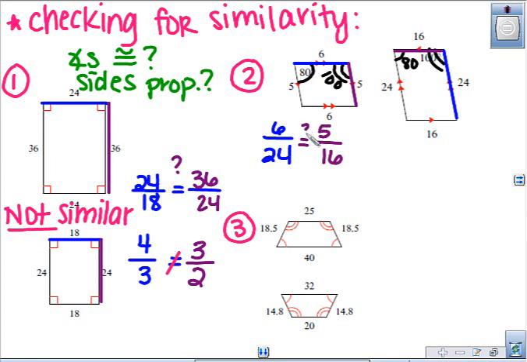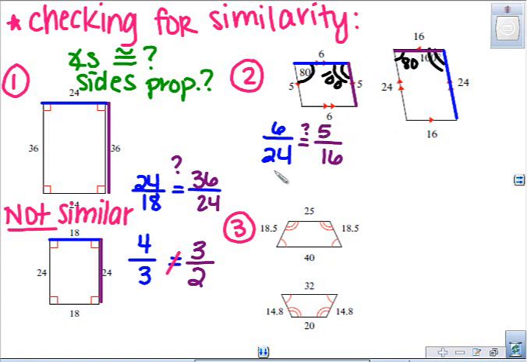And I'm asking myself, are those equal? Now notice I put 5 over 16, not 16 over 5. You have to make sure you match in the order that you're writing your ratio. Okay, so I went 6 to 24. That was the left figure to the right figure. So I have to keep that order, left figure to right figure.